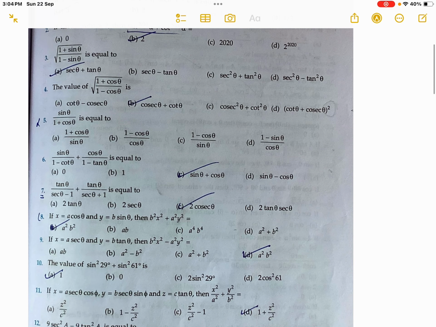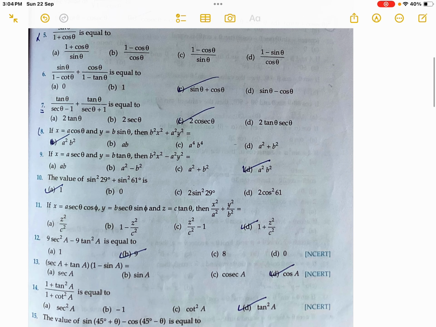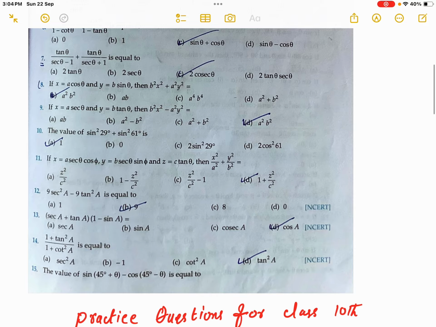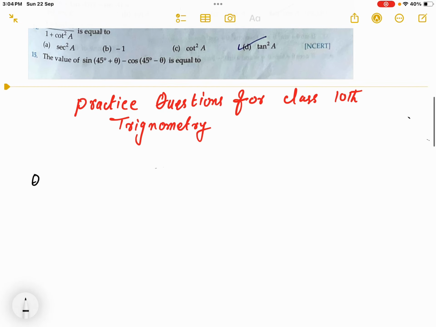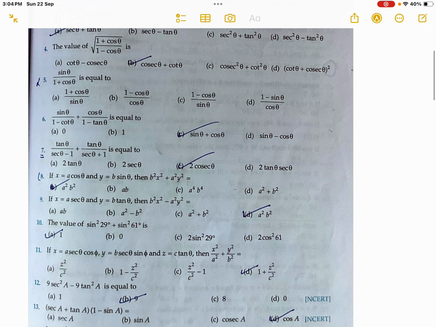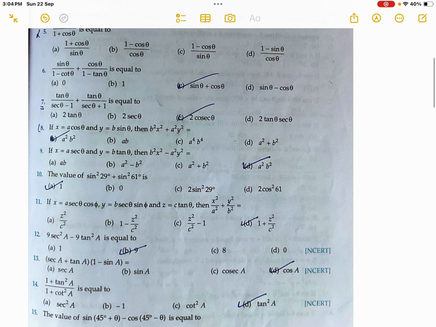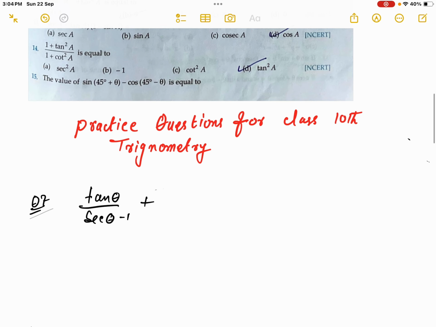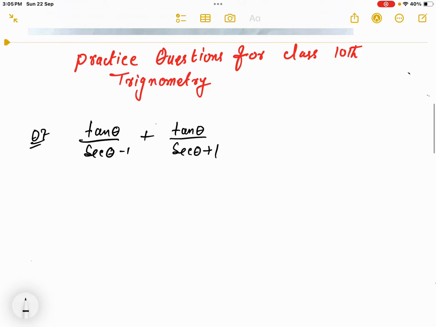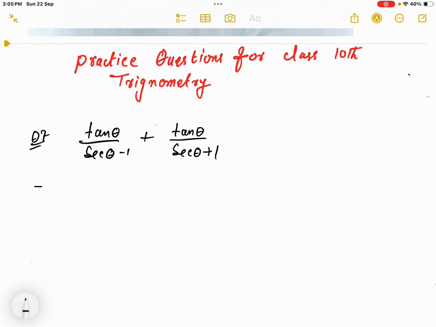So let's start. It is question number 7. Tan theta over sec theta minus 1 plus cos theta plus tan theta over sec theta plus 1. Tan theta over sec theta plus 1. Let's change the whole story in terms of sine and cos.